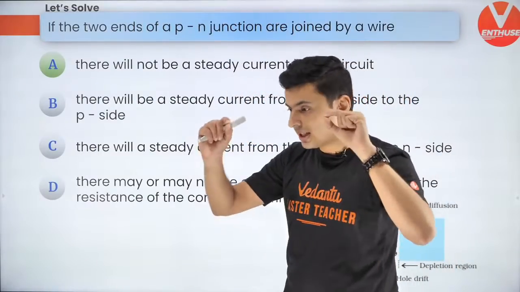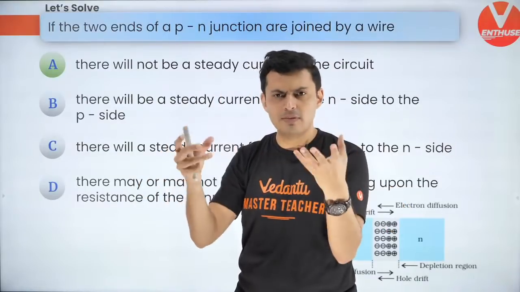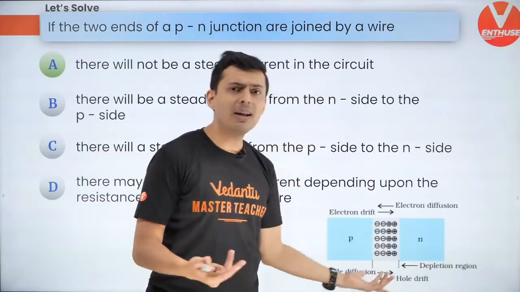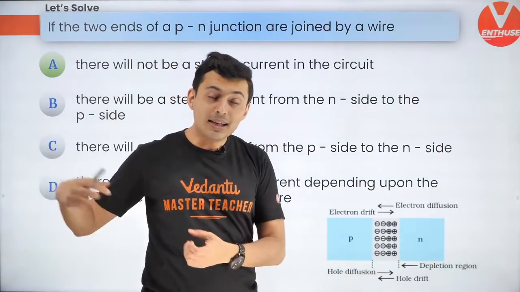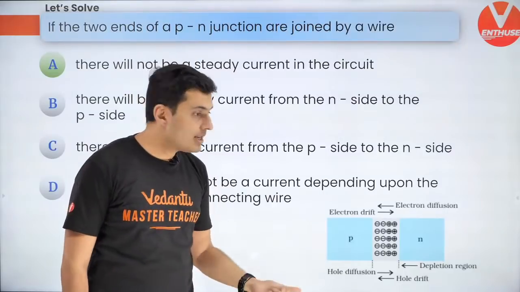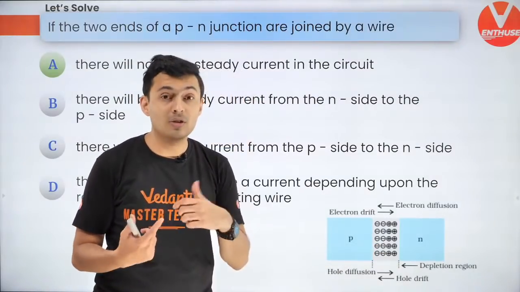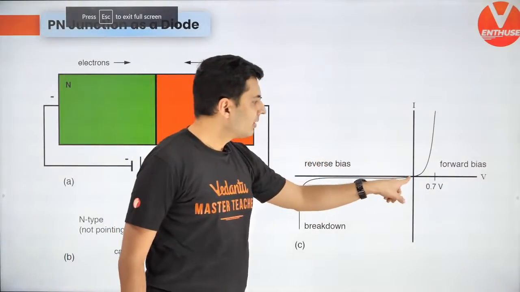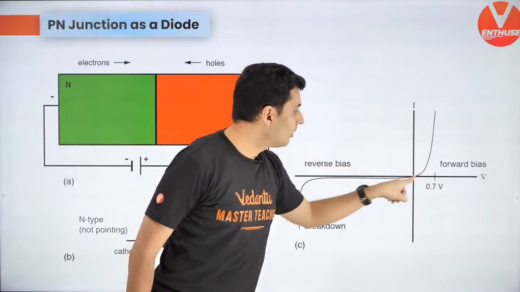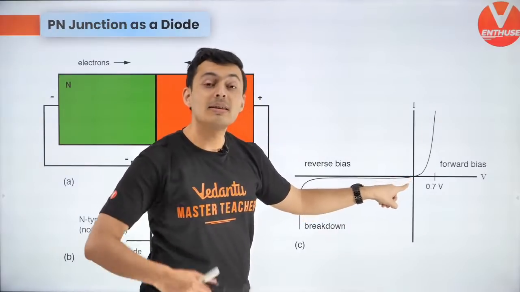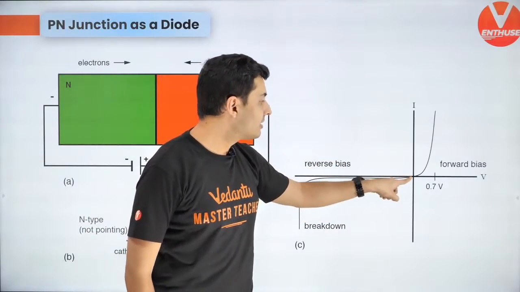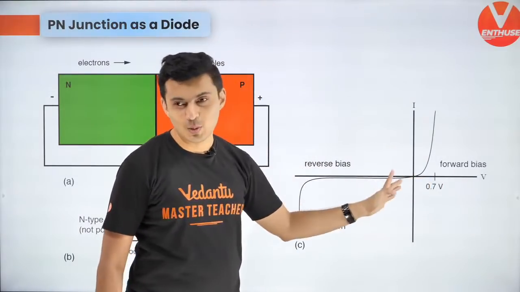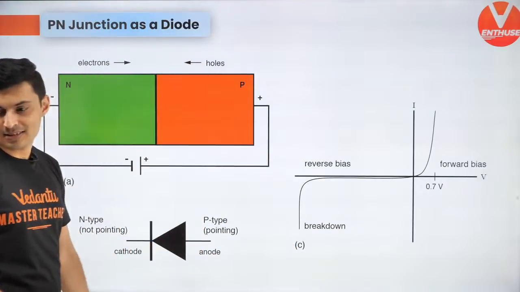So understand, if you take P and N, it's a wafer. There is diffusion, there is drift happening. If you connect it, what will happen? Nothing. There is no current unless you apply a potential difference, unless you bias it. If you do not believe me, go back to the diagram. What is this point? Zero voltage, right? Nothing is applied. What is the current? Zero. Do you see this graph passes through zero? So no voltage, no current. Keep this in mind.